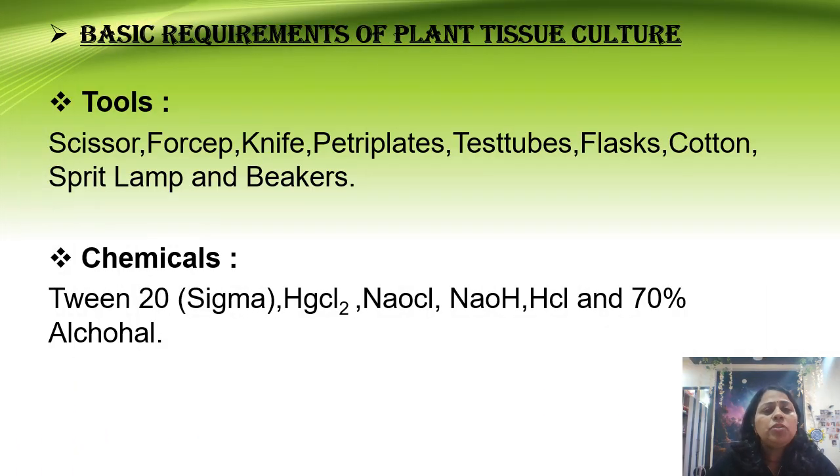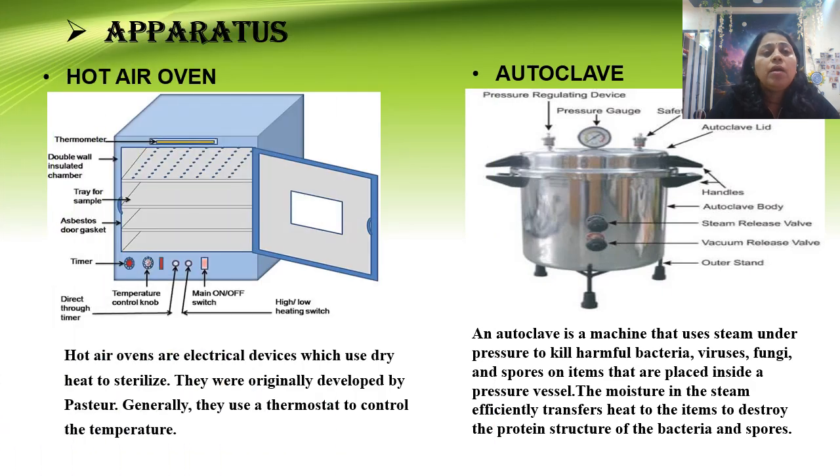Basic requirement of plant tissue culture. These are some tools and chemicals present in our laboratory very usually. In the first slide, we used the term aseptic condition, meaning germ-free condition. For that purpose, we use these two instruments. First is hot air oven. Hot air oven is an electrical device which uses dry heat for sterilization, and in this apparatus we sterilize the glassware and our tools.